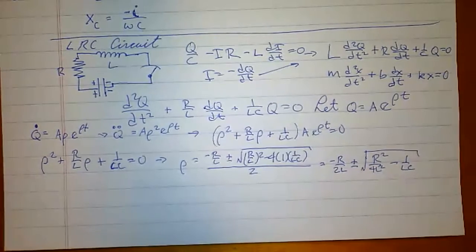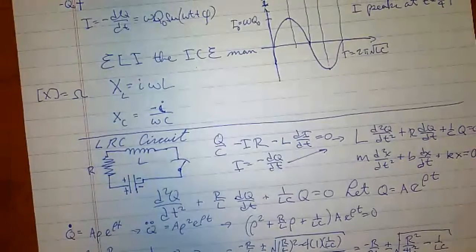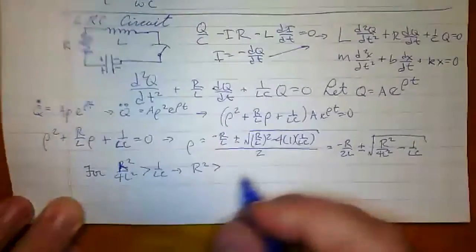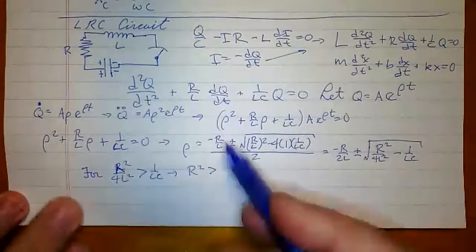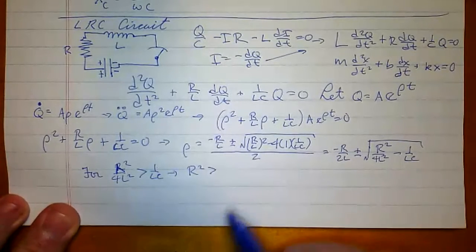All right, so what we end up getting is 3 cases. Let's say r squared over 4L squared greater than 1 over LC, which is the same thing, by the way, as r squared being greater than 4L over C. In other words, I'm parsing out whether this is positive, negative, or 0. So I can multiply this side by 4L squared, that'd be 4L squared over LC, so this should be 4L over C.